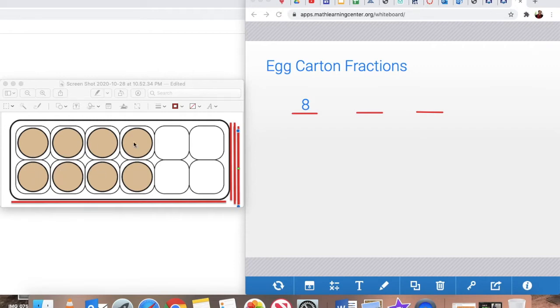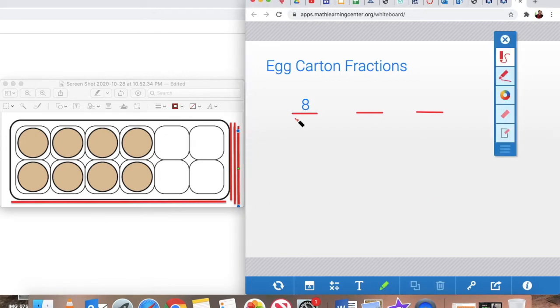How many total eggs could be in this carton? We know a carton of eggs holds a dozen eggs, which is 12. So one way that we could represent how many eggs there are in this set right now is 8/12. 12 that could fit in our carton.